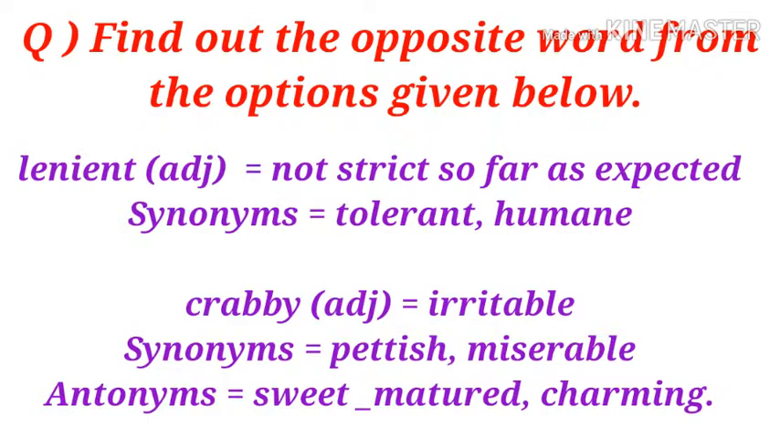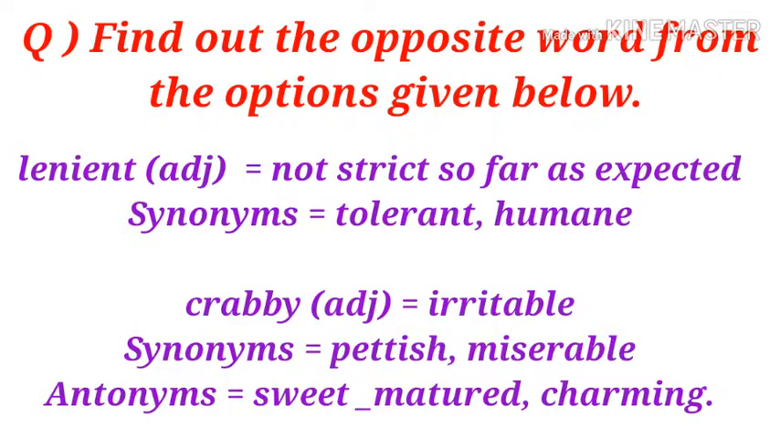Its synonyms are tolerant, humane. Okay. Then let us come to the second word, which means irritable. Second option is crabby and its meaning is irritable. Its synonyms are pettish, miserable, and its antonyms are sweet-natured and charming. Crabby means a person who is very irritating. We cannot bear that person for very much time. We cannot tolerate that person. That is known as crabby.